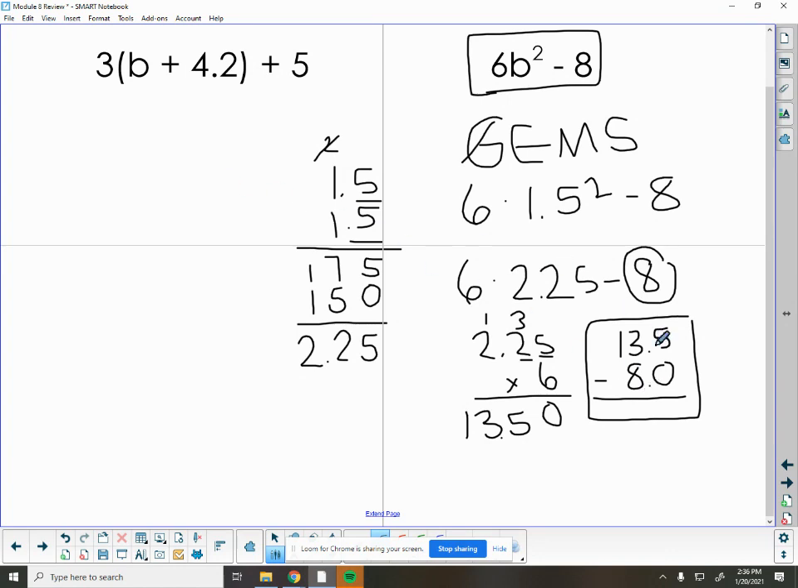So we need to make sure when we're adding and subtracting that we still line our decimals up. When we multiply, we don't have to do that. We just move it at the end.